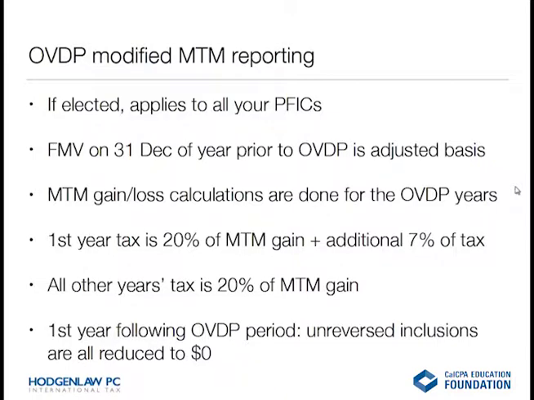Then, assuming you still own PFICs after the OVDP period ends, what happens in that first year following the OVDP is all the unreversed inclusions that you've accumulated over the OVDP period are reduced to 0. You can still continue using the mark-to-market method, but you'll be starting to accumulate your unreversed inclusions from scratch at that point.